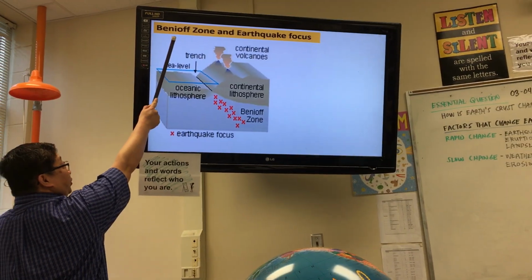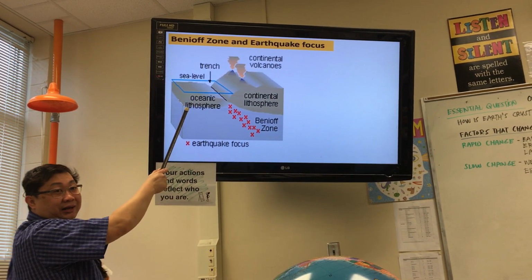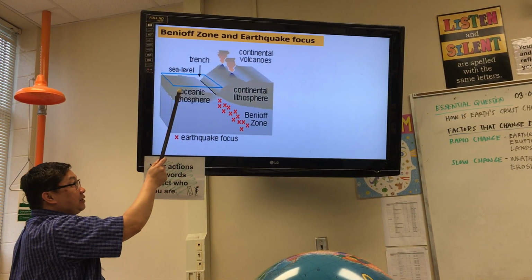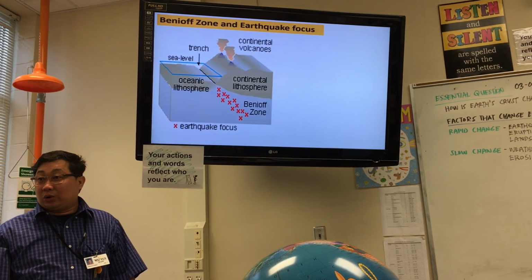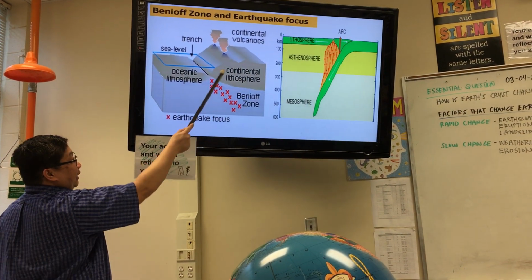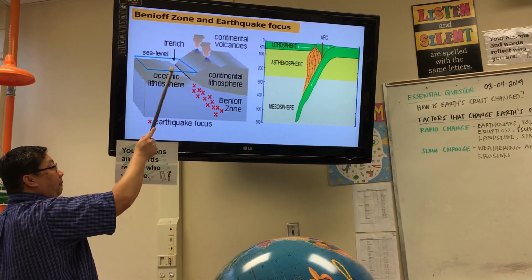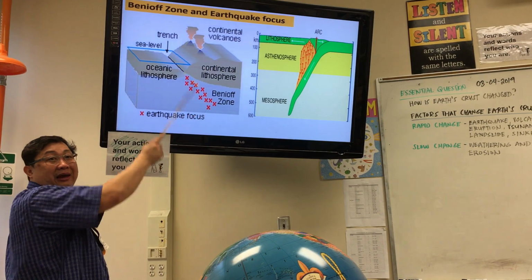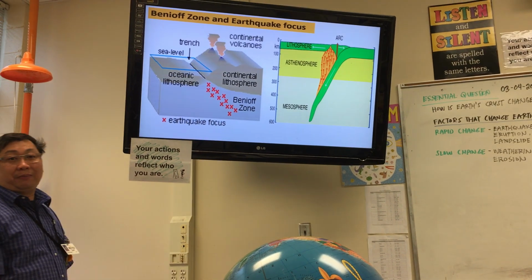This is the Benioff zone and the earthquake focus. You see here that the oceanic crust is heavier than the continental crust. So what's happening is that since the oceanic crust is heavier, when the two collide through the convergent boundary, the heavier one sinks. Just like what's happening here, the heavier one sinks, and the scratching, the friction between this and this produce stress and stress that builds up until the rock breaks here.